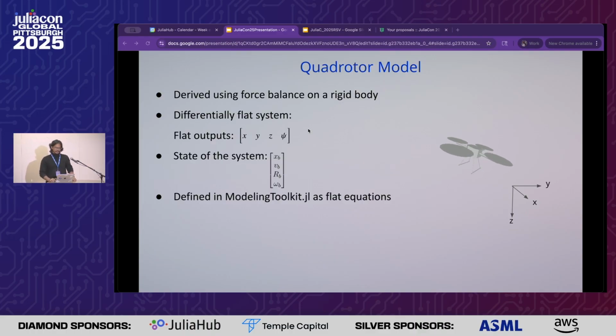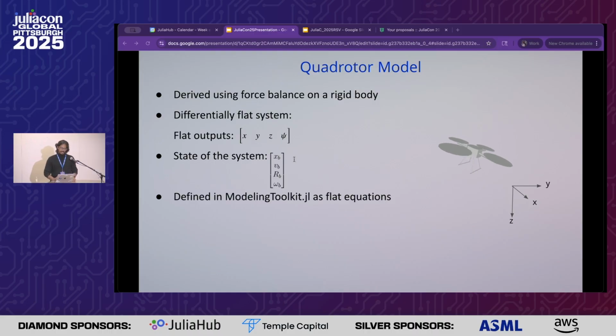The flat equation quadrotor model is derived using a force balance on a rigid body. The quadrotor is a differentially flat system. For a differentially flat system, all system states and inputs can be expressed in terms of a set of flat outputs and their derivatives. In our case, the flat outputs are the position in space, x, y, z, and the heading, psi. We use position, velocity, rotation matrix, and angular velocity to describe the state of our quadrotor system.